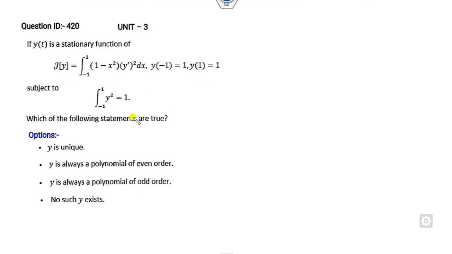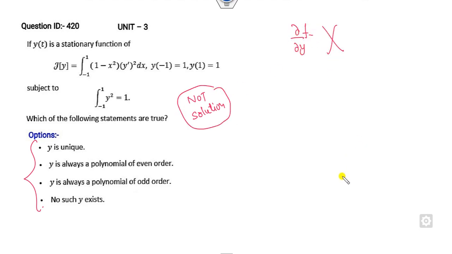Okay, look at this one. So again, if you look at the options, they are not asking about the solution. It means there is no need to solve the Euler equations. So if you read this statement very carefully, what is the shortcut tip for you? Look at the options there.